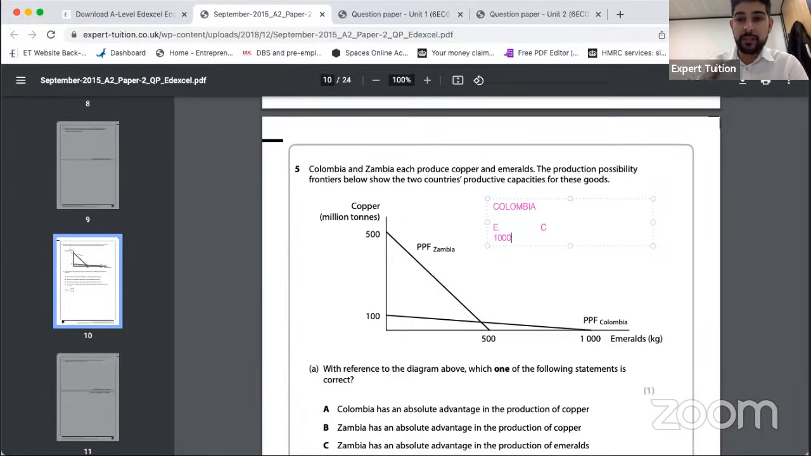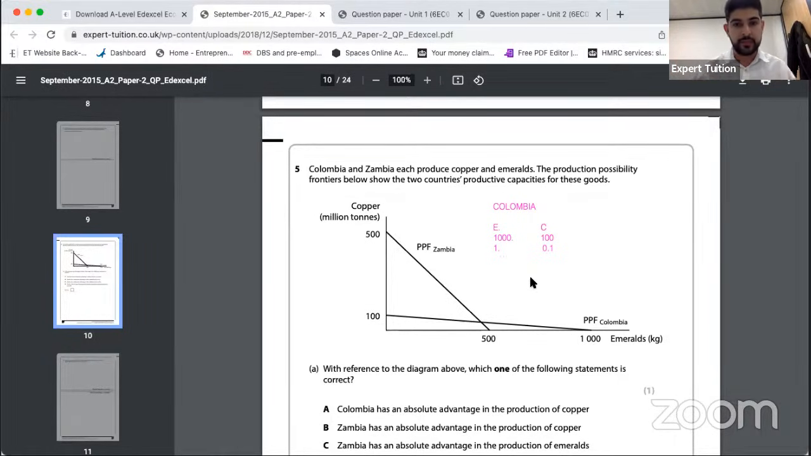If they produce nothing but emeralds, how many units of emeralds can they produce? Well, 1,000 kilograms. And how much copper do they sacrifice to make that happen? Well, they give up 100 million tons of copper. Okay, remember how I said I want to express it in terms of 1. So I want to say for every 1, in this case, kilograms, because look at the variable. So for every 1 kilogram, how much copper do they sacrifice? Well, how did I make 1,000 become the number 1? I divided it by 1,000. 100 divided by 1,000 then obviously gives me 0.1. In other words, for every 1 kilogram that Colombia produce of emeralds, they sacrifice 0.1 million tons of copper.